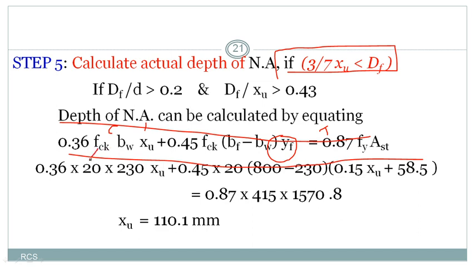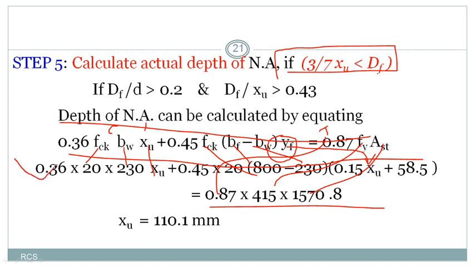Now your FCK is 20, BW is 230. We have to calculate XU. FCK is 20, BF is 800, BW is 230, and YF we get directly in terms of XU, that is 0.15 XU plus 58.5, and this is the AST of 0.87 FY, and this is the AST value.